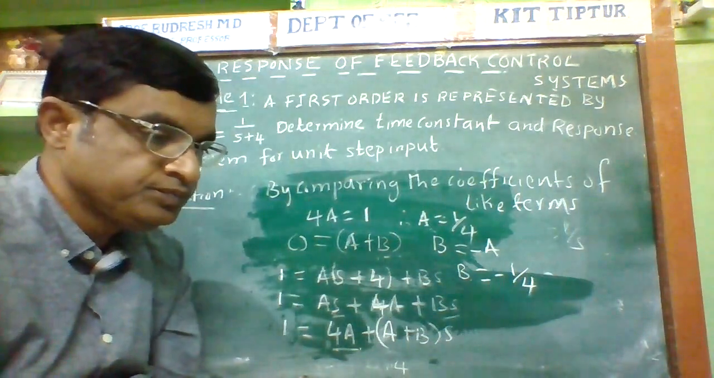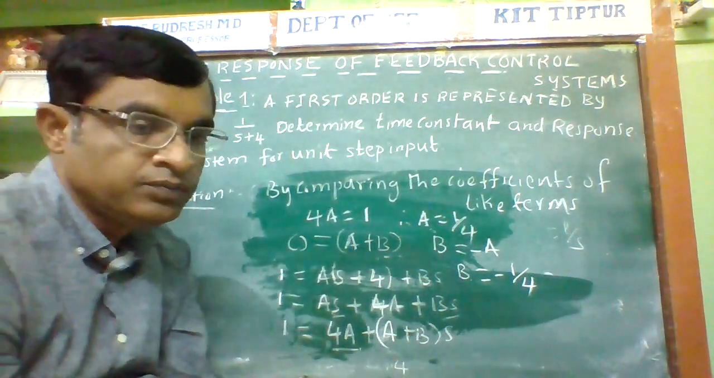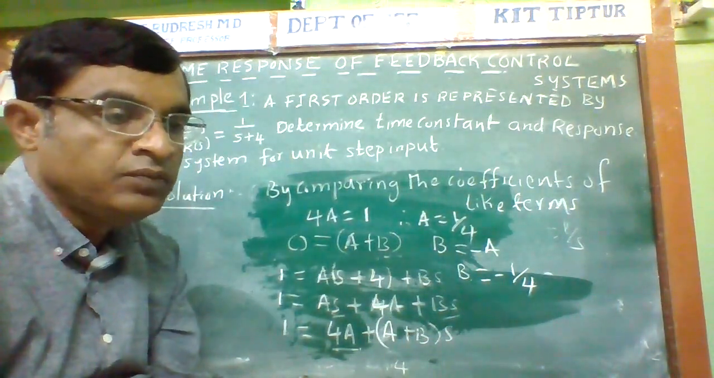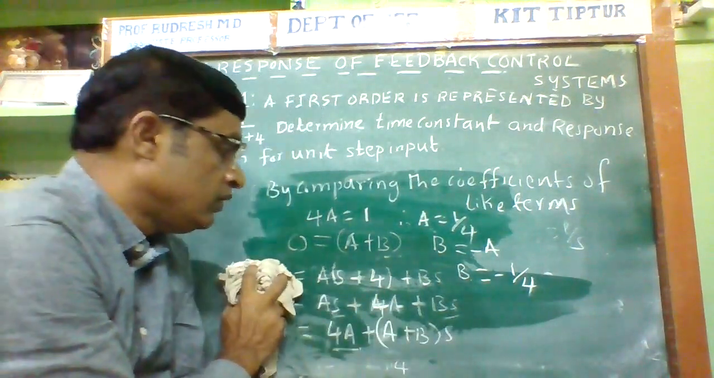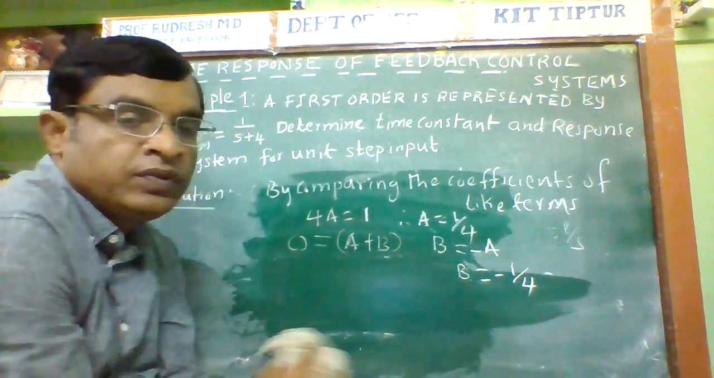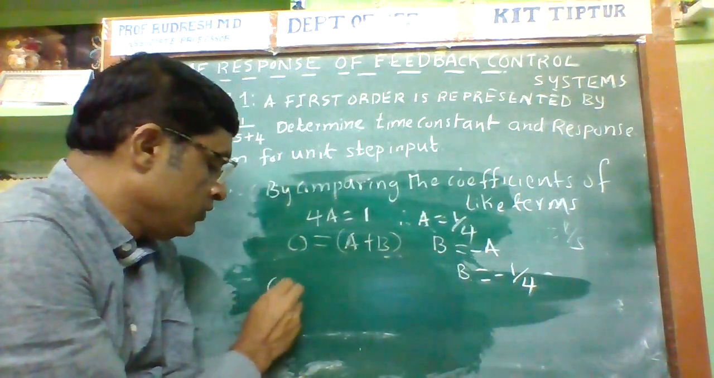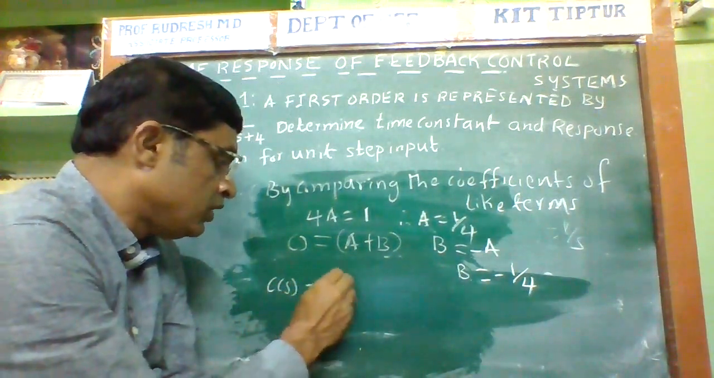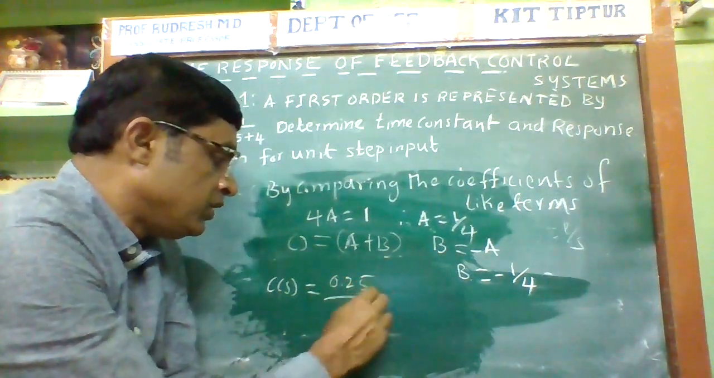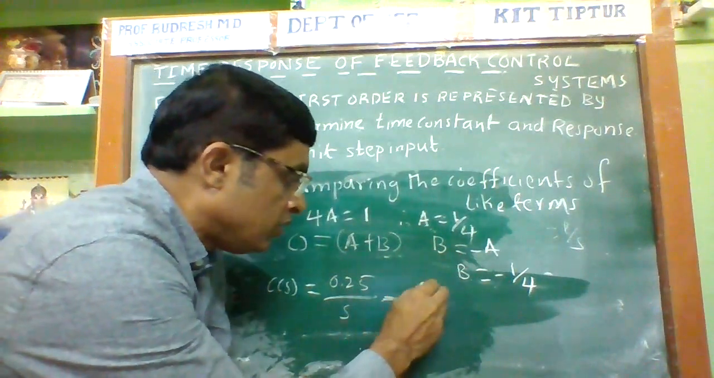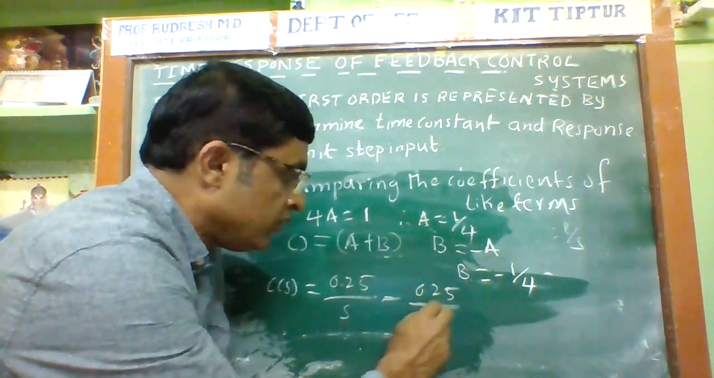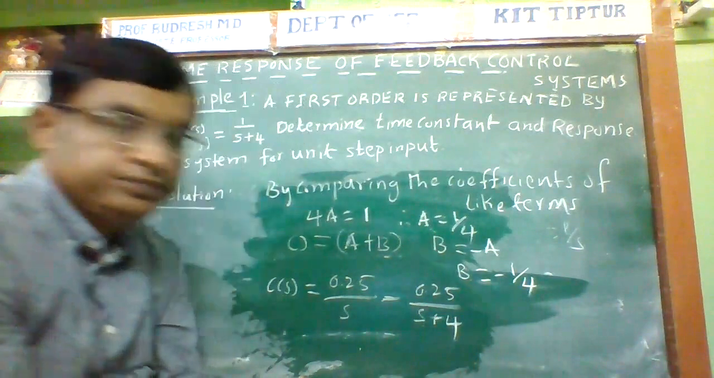Therefore, substitute this value in the partial fraction equation. Then C of S is equal to 0.25 divided by S, minus 0.25 divided by S plus 4.